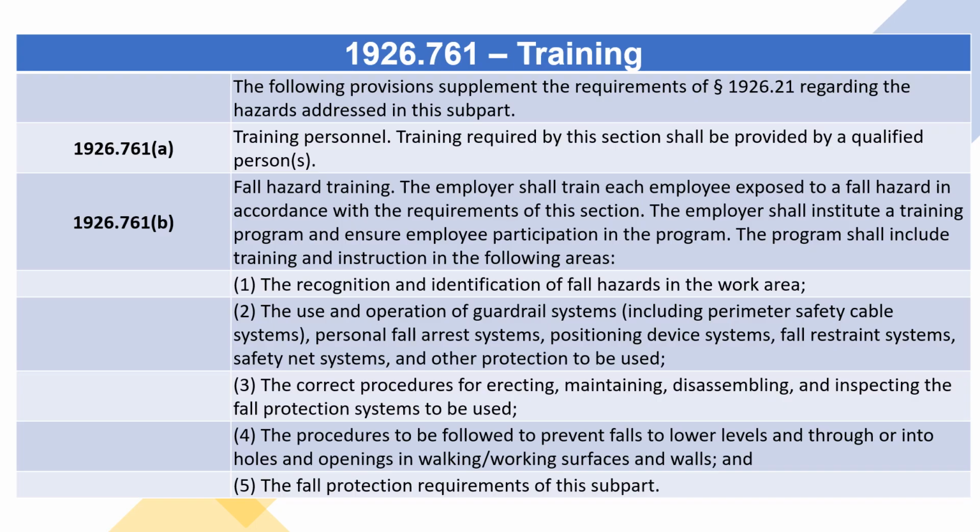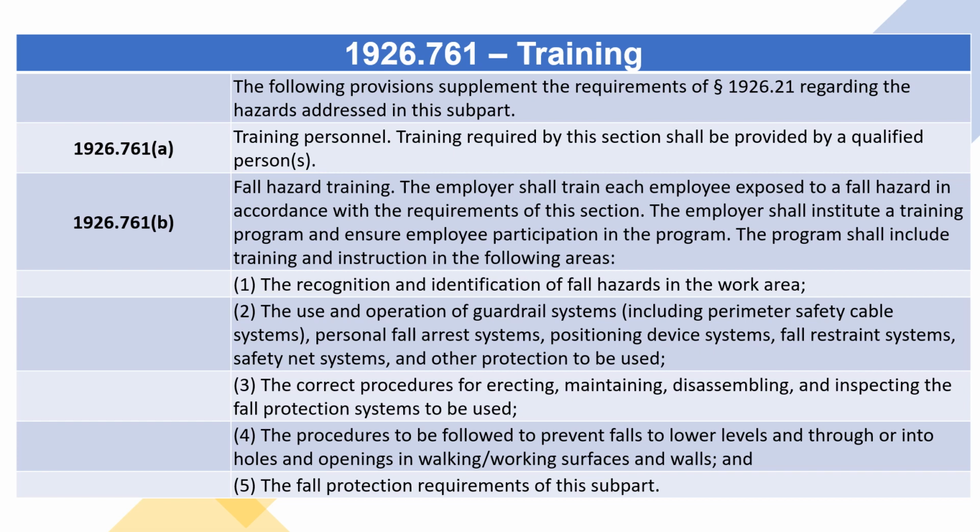1926.761 Training. The following provisions supplement the requirements of Section 1926.21 regarding the hazards addressed in this subpart. 1926.761 A. Training personnel. Training required by this section shall be provided by a qualified person. 1926.761 B. Fall hazard training. The employer shall train each employee exposed to a fall hazard in accordance with the requirements of this section. The employer shall institute a training program and ensure employee participation in the program. The program shall include training and instruction in the following areas.